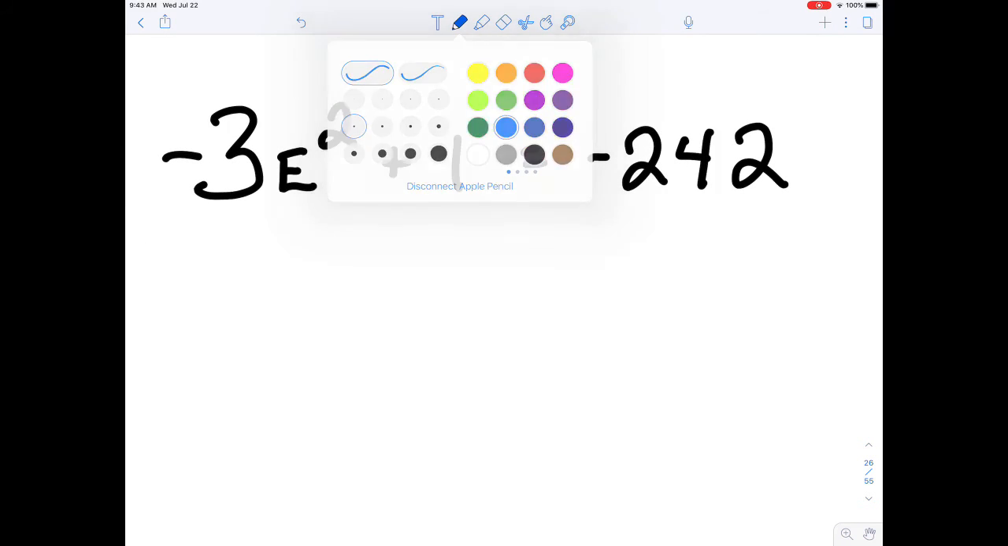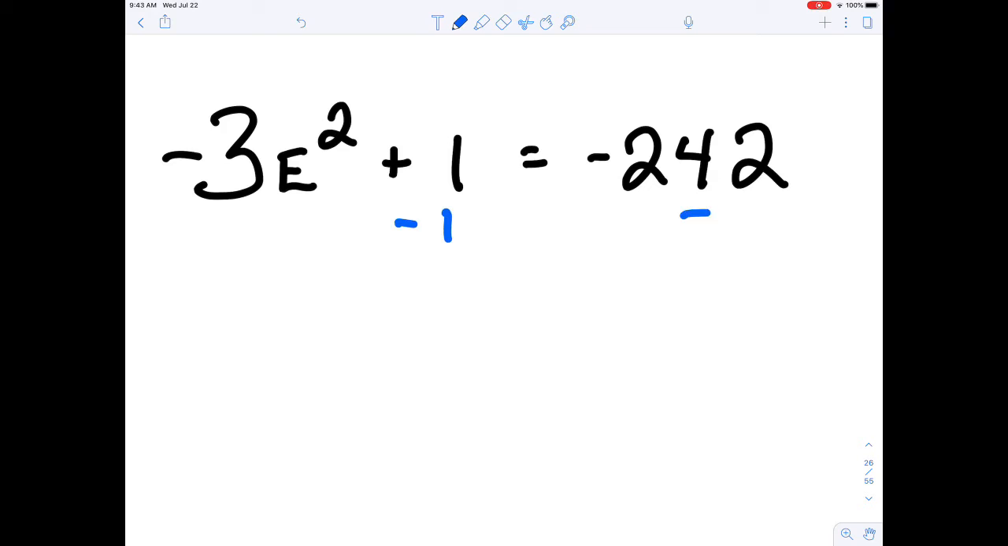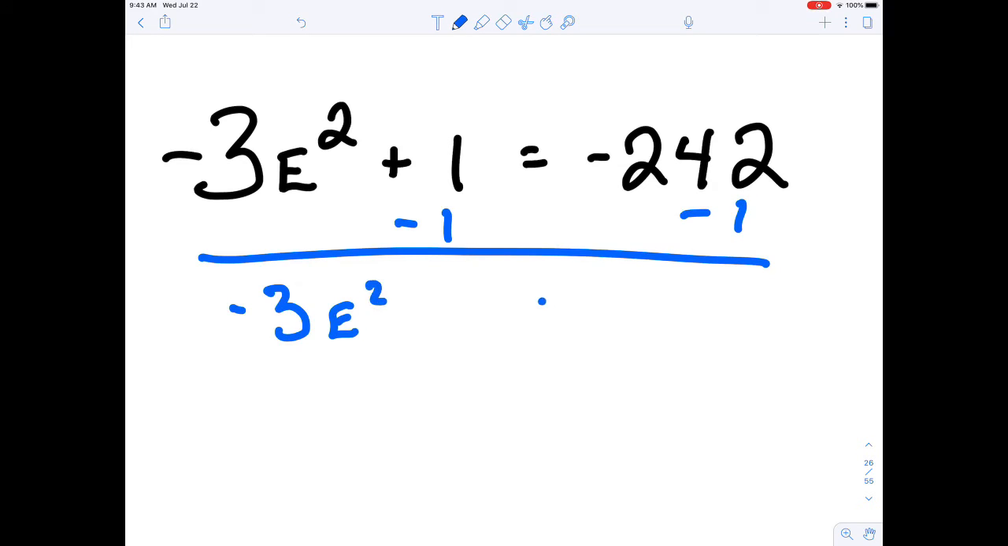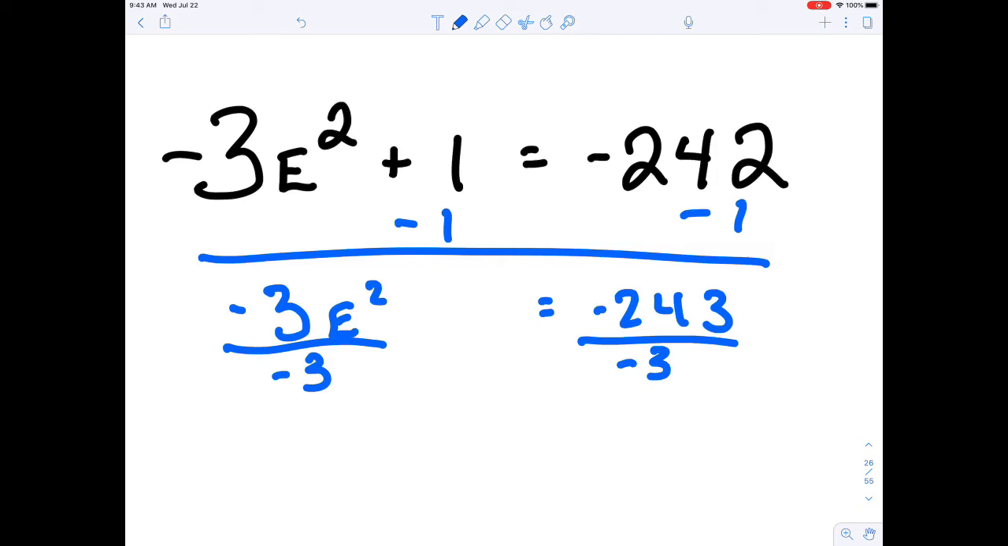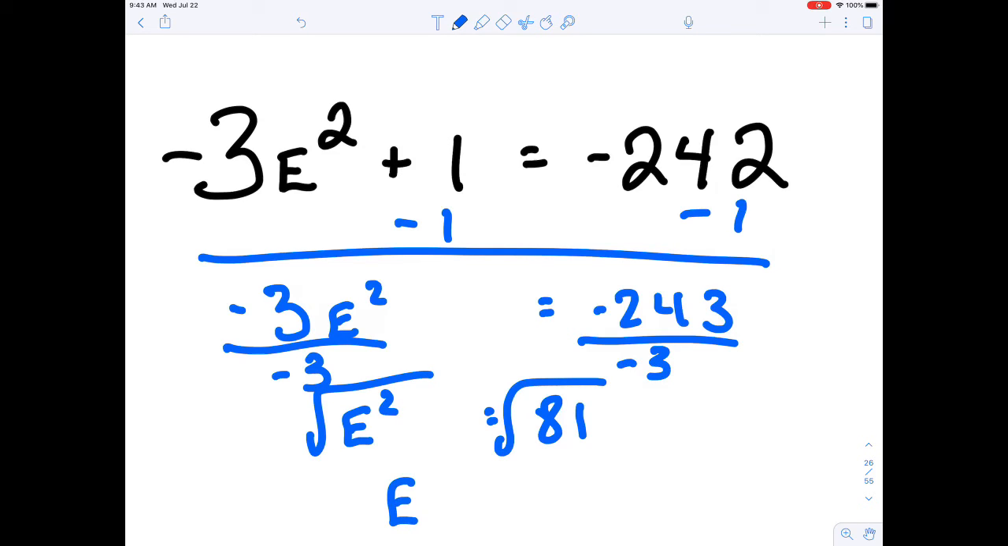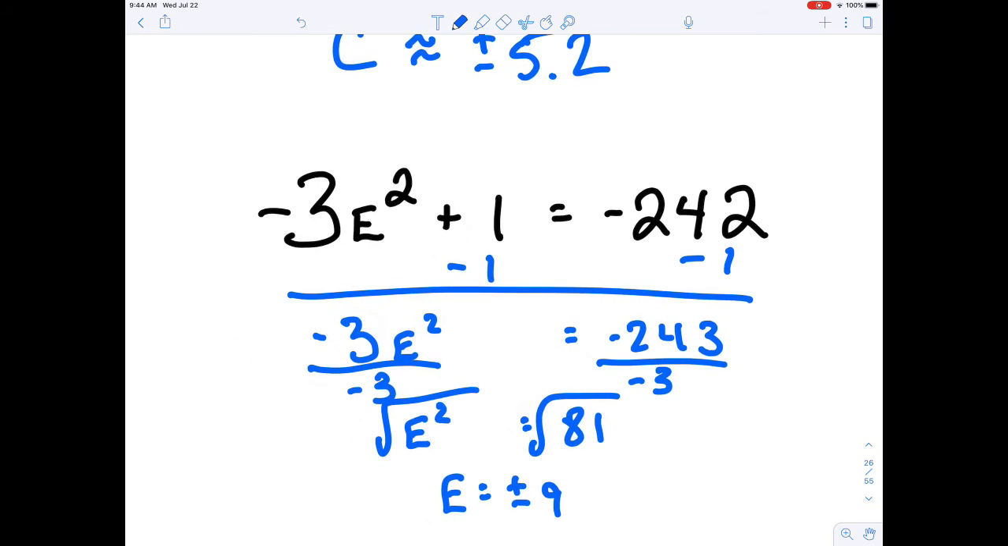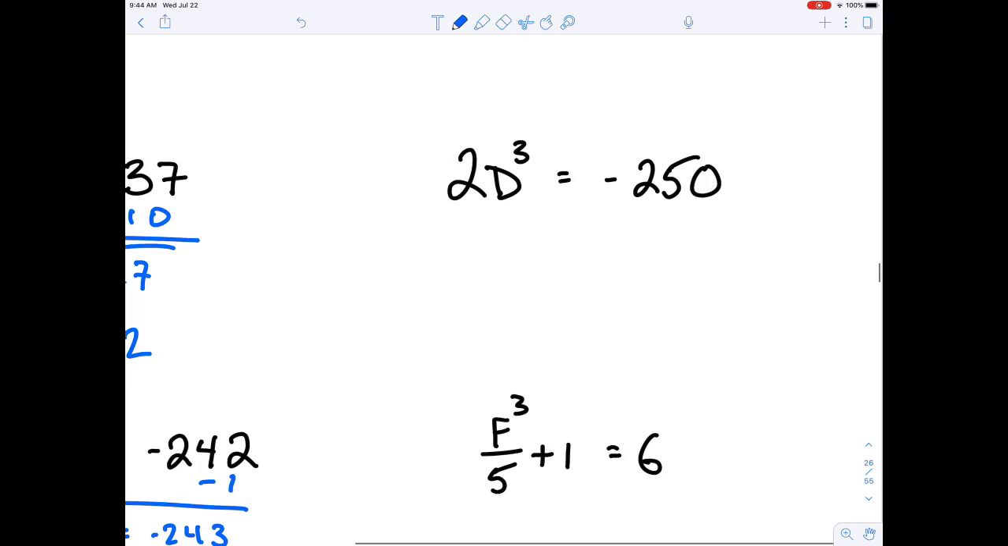So same exact idea. We want to isolate the e, so minus 1 to both sides. We're going to divide both sides by negative 3 to isolate e squared. This looks like an 81. We're going to go ahead and square root both sides to get rid of the square, and e is plus or minus 9, right? So same concept as before. You're simply doing something to one side if you're doing it to the other.